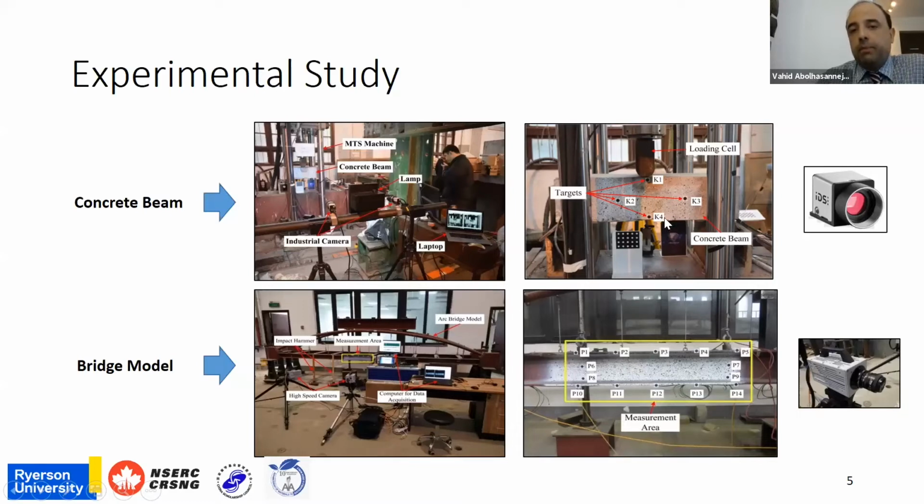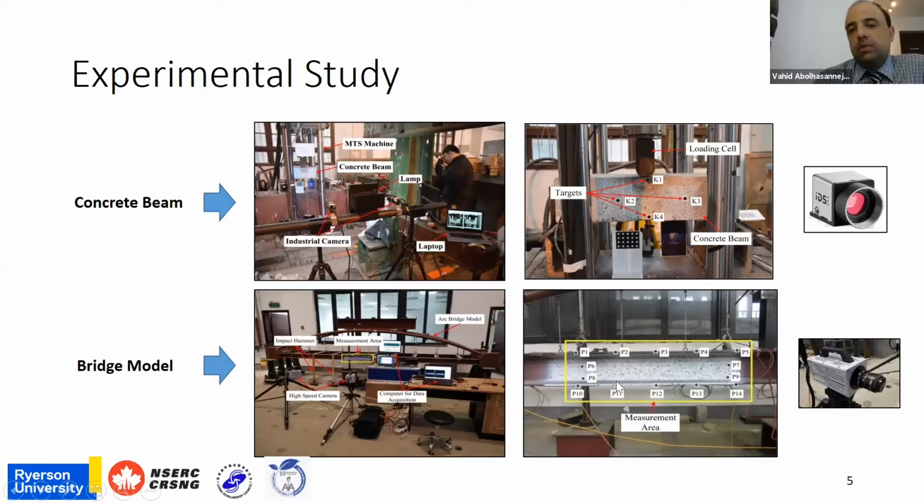In the first experiment, the concrete beam, we have used 4 targets, as you see in the top right picture: K1, K2, K3, and K4. While in the second experiment, we have used 14 targets installed on the lateral side of the steel girder. So you see it's from P1 to P14, installed on the surface of the measurement area defined by this yellow rectangle.